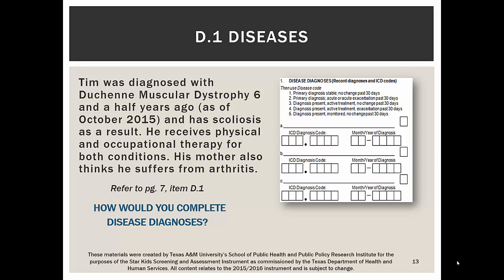So now let's take a look at a question from section D. Tim was diagnosed with Duchenne muscular dystrophy 6.5 years ago, as of October 2015, and has scoliosis as a result. He receives physical and occupational therapy for both conditions. His mother also thinks that he suffers from arthritis. How would you complete the disease diagnoses?